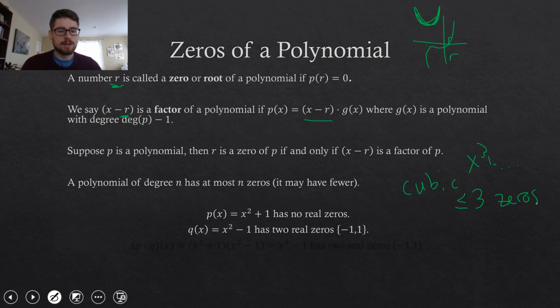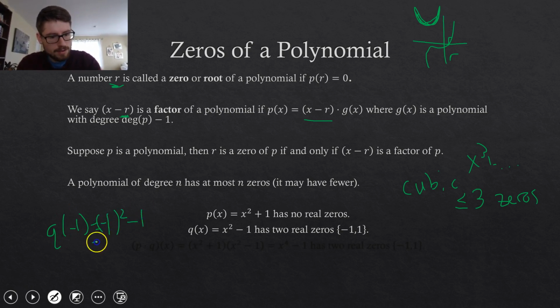Q of x equals x squared minus 1 has 2 real zeros, negative 1 and 1, because q of negative 1 equals negative 1 squared minus 1, which is equal to 1 minus 1, which is equal to 0. And similarly, if you plug 1 in, you're going to get 0 as well. So those are 2 real zeros.